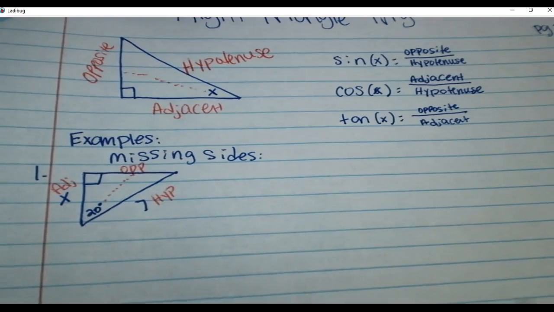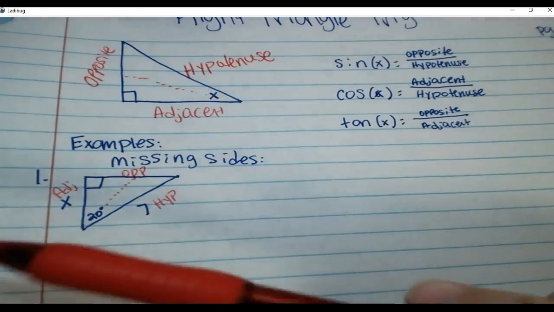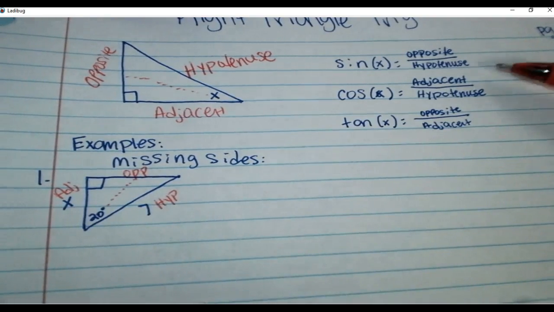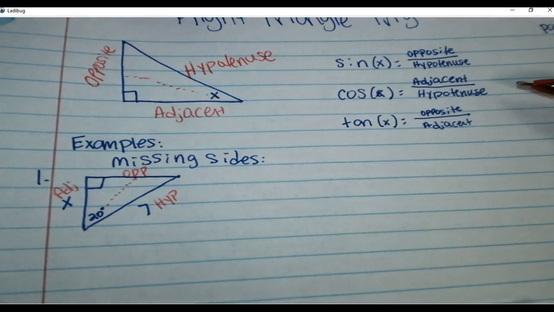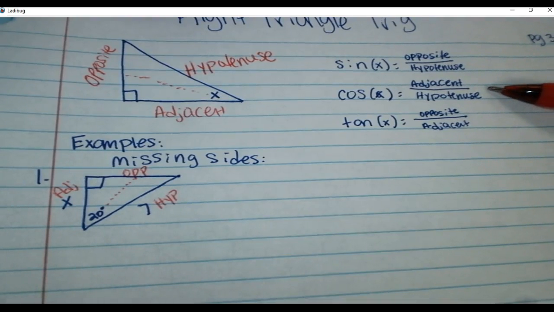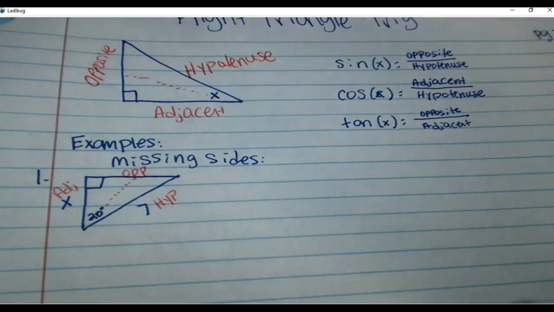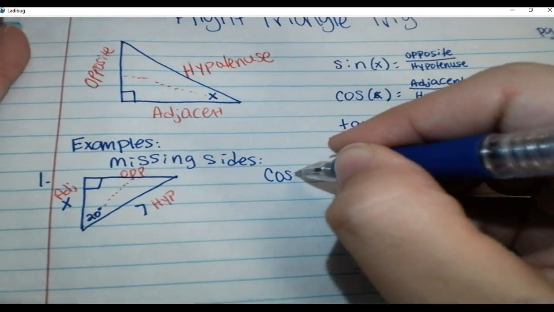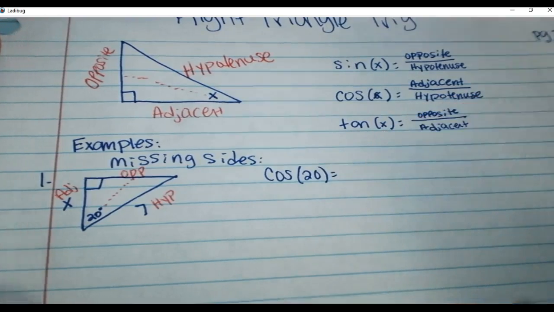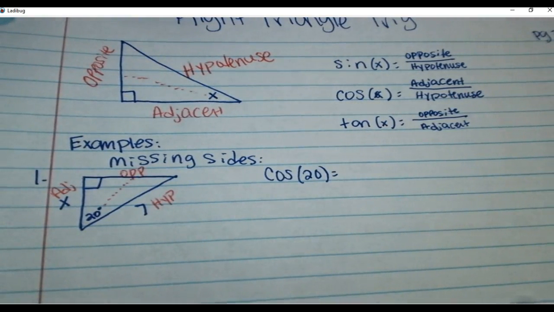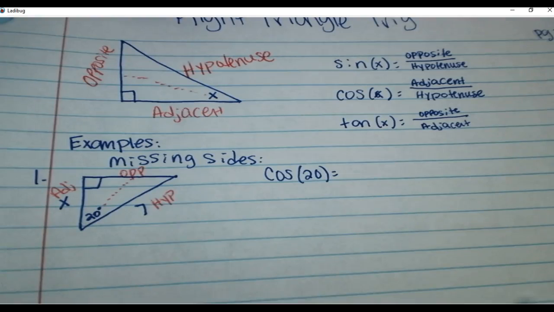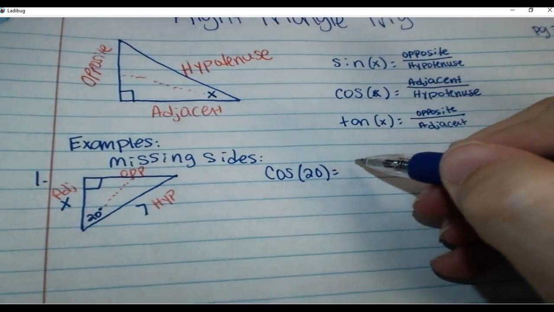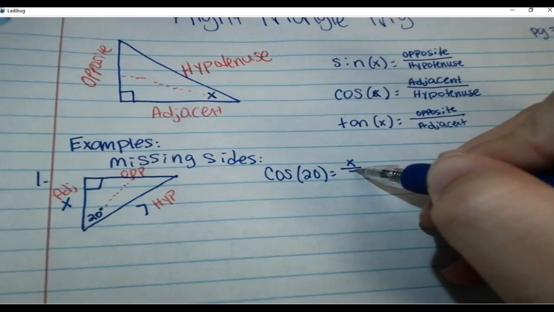So if I'm looking at this, I know the hypotenuse, and I'm trying to find adjacent. So which of my trig functions uses adjacent and hypotenuse? Cosine. So that's what we want to use. We want to say cosine of the angle, so cosine of 20 equals, and it's adjacent over hypotenuse, so x over 7.